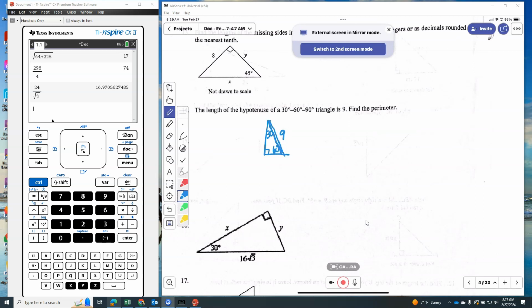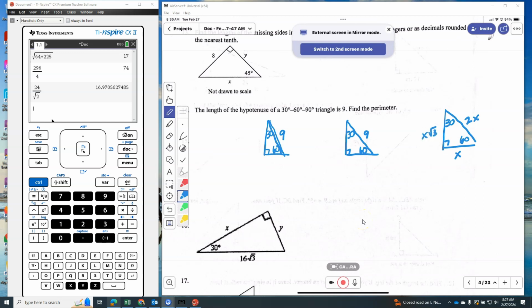Let me go ahead and draw this again. So 30, 60, 90, that's 9. So remember, in a 30, 60, 90, you don't have to memorize it. This is the shorter leg because it's opposite 30. 60 is the longer leg, and this is the hypotenuse. The hypotenuse is always twice the shorter leg. And the longer leg is x times the square root of 3.